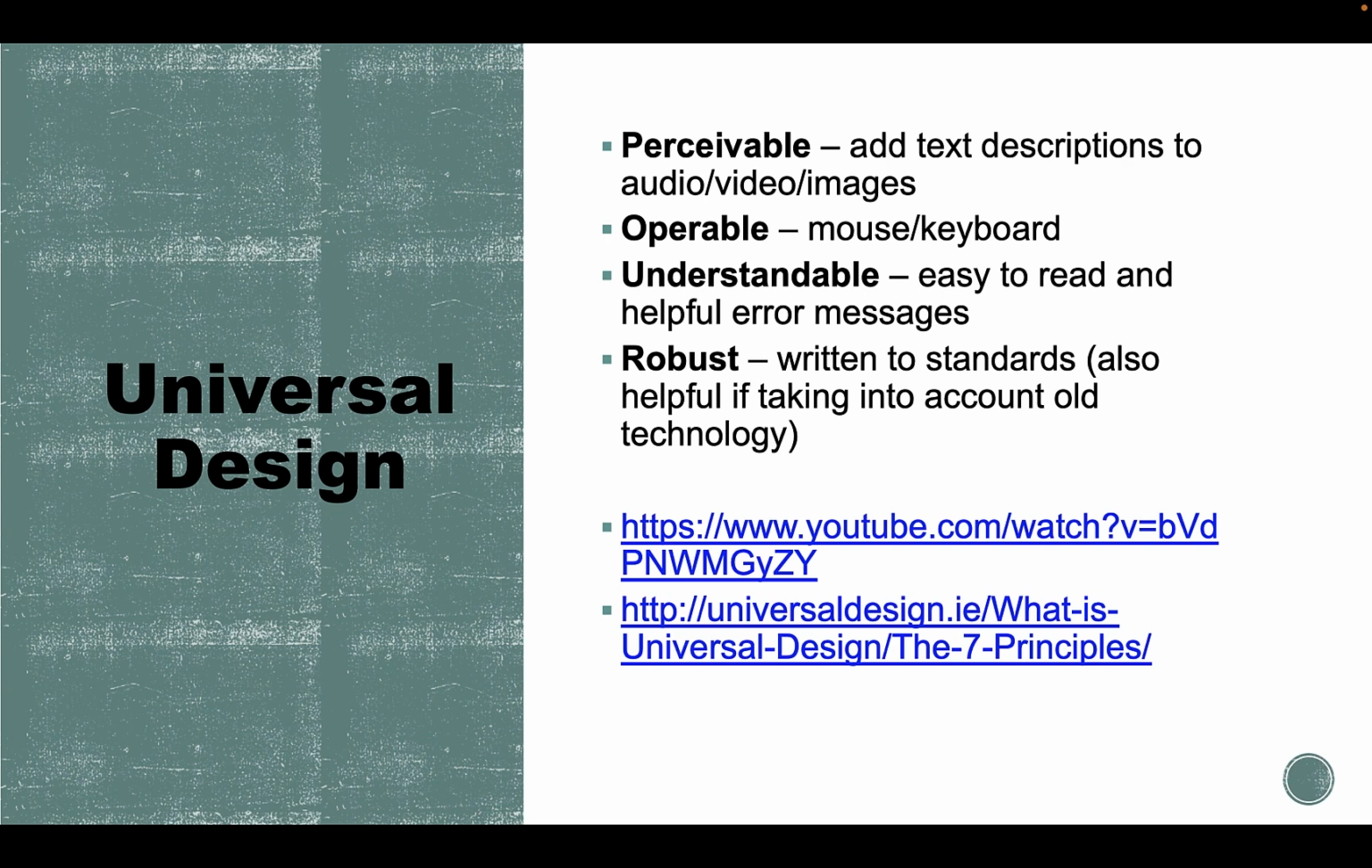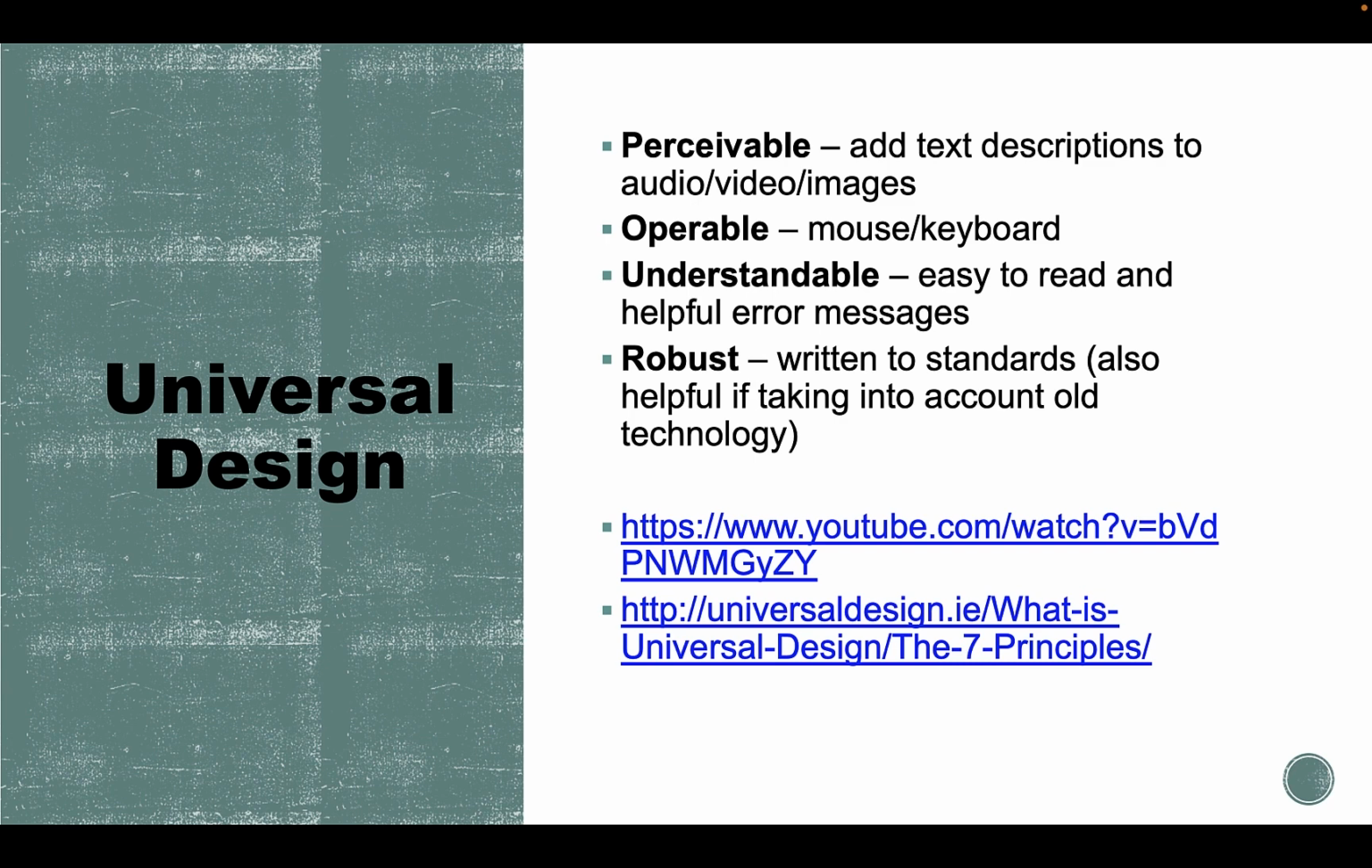So a couple of key areas of universal design is having things be perceivable. You want to add text descriptions. You want there to be multiple ways for people to get information. So if you've got a video, have a transcript or captions. If you have audio, have a transcript. If you have images, have alternative text descriptions for that.